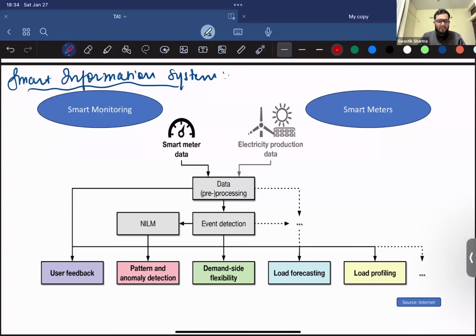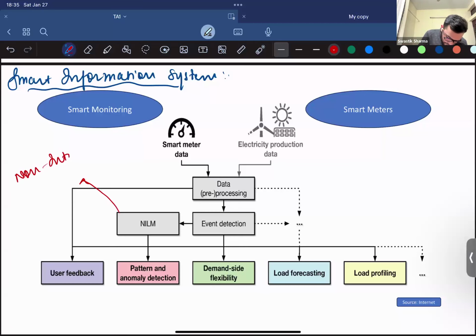In the age of AI, when we have a lot of data, we can manipulate that data to be able to tell what kind of load was connected to your system. This is called non-intrusive load monitoring.